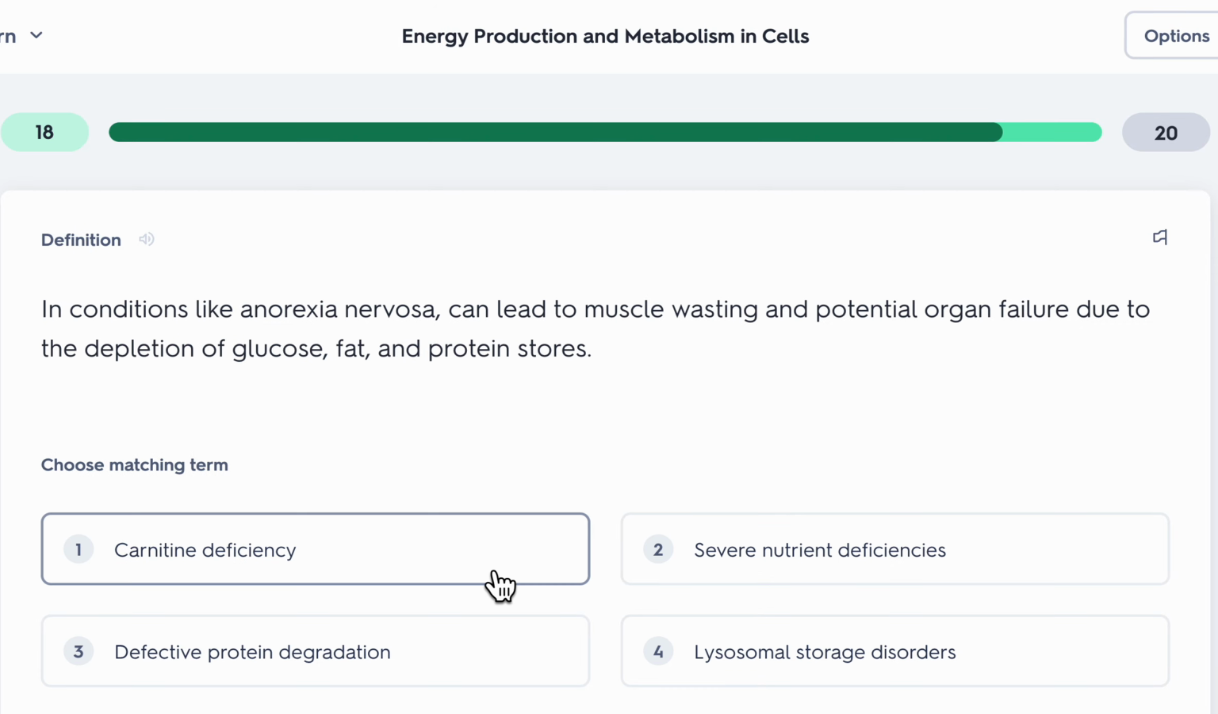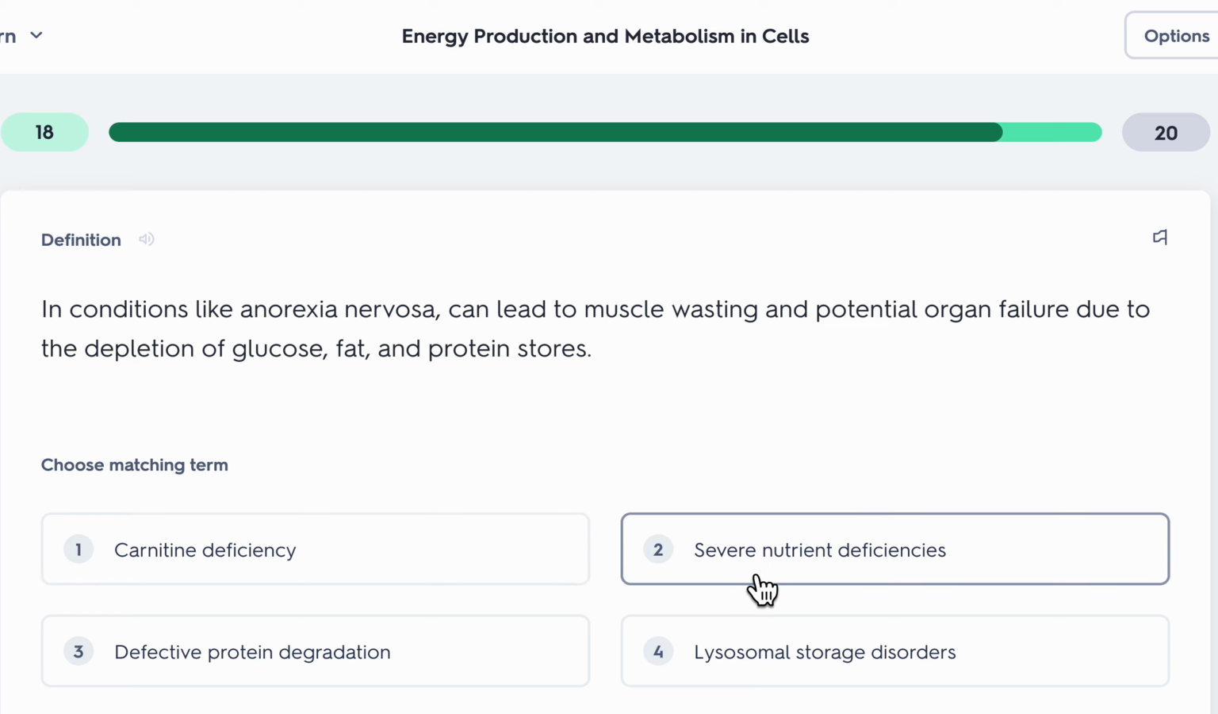In conditions like anorexia nervosa, can lead to muscle wasting and potential organ failure due to the depletion of glucose, fat, and protein stores.